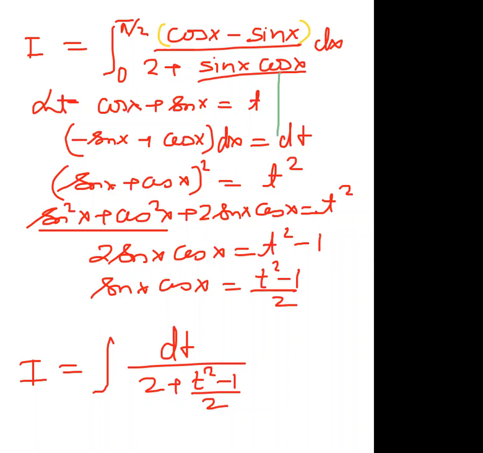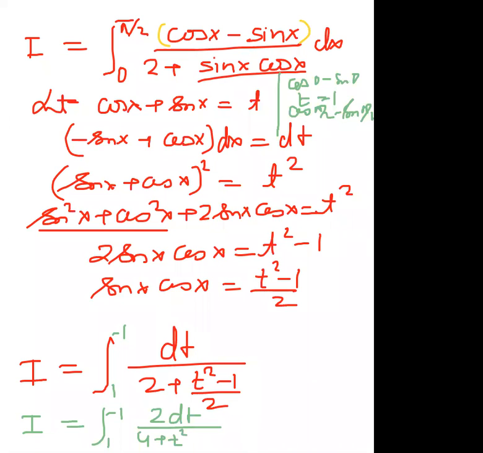When I'm putting 0, cos 0 minus sin 0. Sin 0 is 0, cos 0 is 1. Means t becomes 1. Lower limit becomes 1. Upper limit: cos pi by 2 minus sin pi by 2, so it becomes minus 1. So ultimately we are getting 1 to minus 1. LCM 2 dt upon 4 plus t square minus 1.